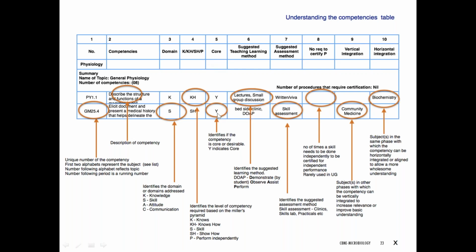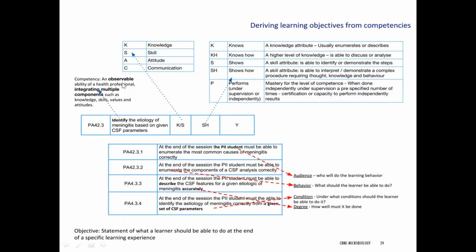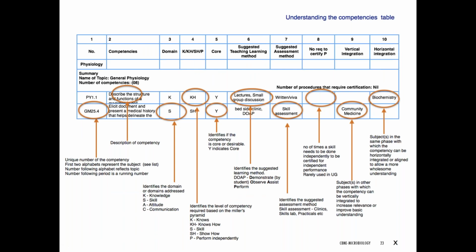The fifth column states whether it is a core or a non-core competency. So core are the must-know areas, and the non-core would be some good-to-know areas. And majority, almost 90% we have, are the core areas in this competency booklet. This booklet also suggests the teaching learning methodologies: for a particular competency, which is the domain, to what level are we going to teach, whether it is core, and in what form can we teach them, all right?